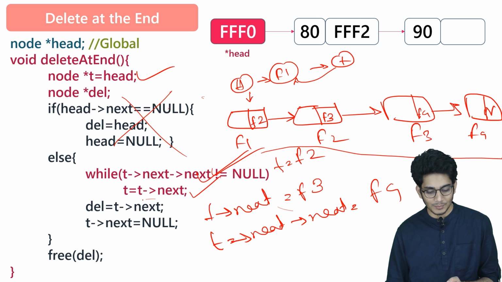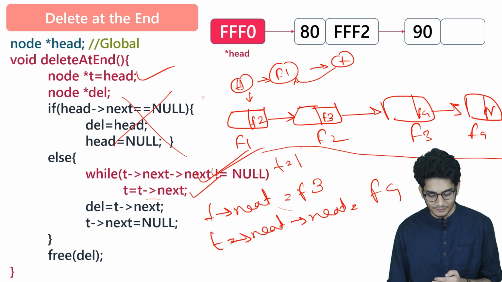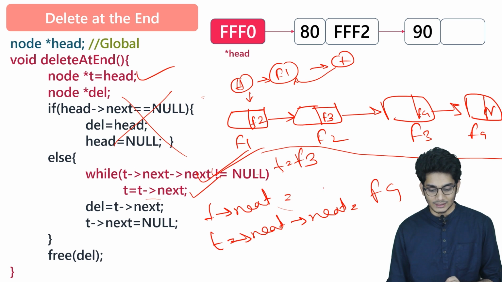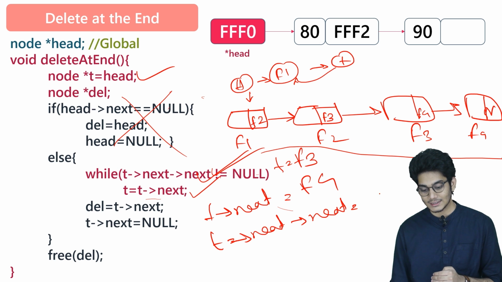Then we'll move the t pointer here. Then what will be the value of t next? It will be f3. Then what will be the value of t? It will be f3. Now what will be the value of t next? The value of t next is f4. And what will be the value of t next? Sorry, it will be null.